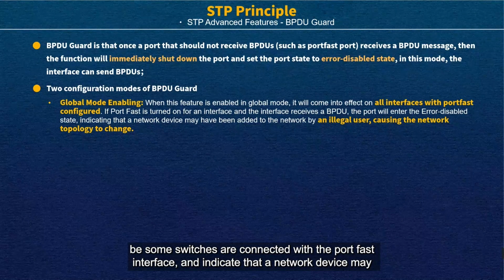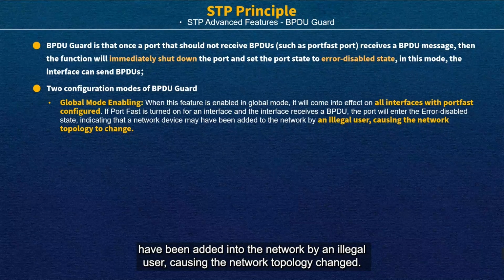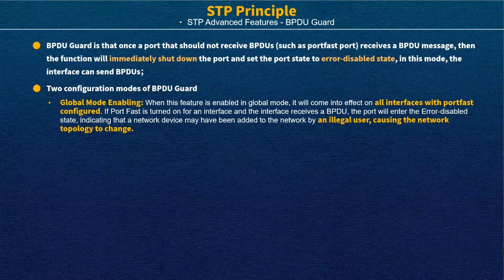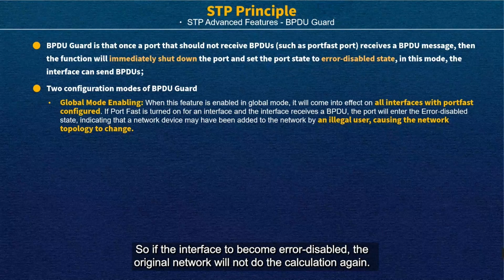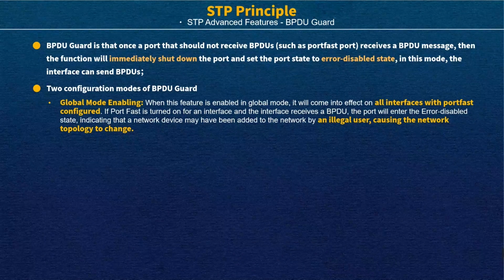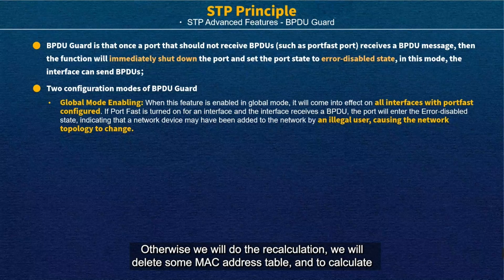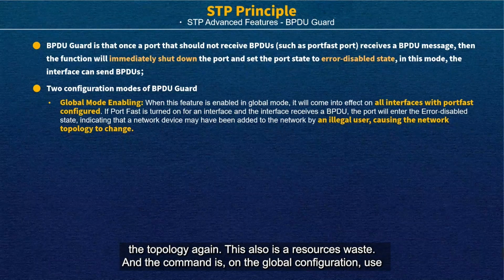It is an indicator that a network device may have been added into the network by an illegal user, causing the network topology to change. So, if the interface becomes error disabled, the original network will not do the calculation again. Otherwise, we will do the recalculation. So we will delete some MAC address table entries and calculate the topology again. This is also a waste of resources.